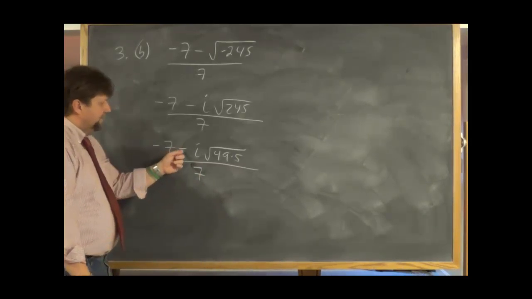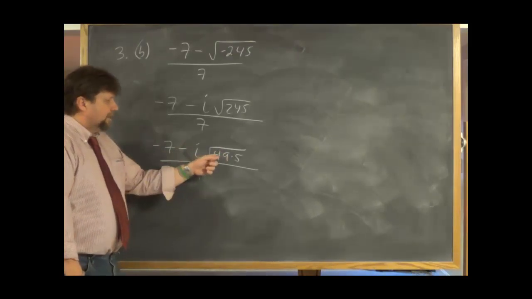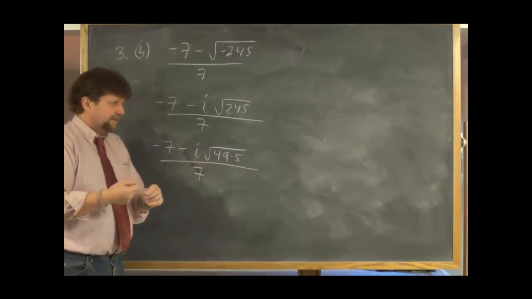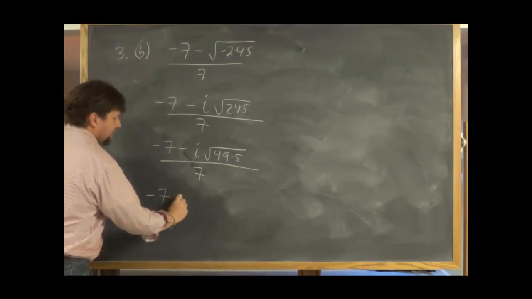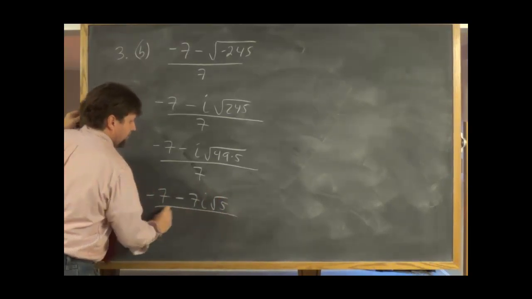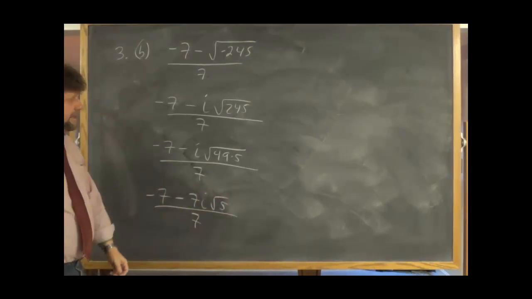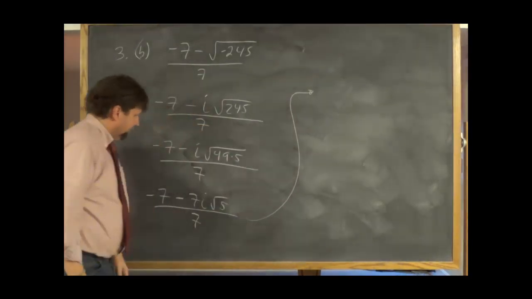I have negative 7 minus i, square root 49 times 5. The square root of 49 is 7. So this gives me negative 7 minus 7i square root 5 all over 7. And then, let me tag this on up here.